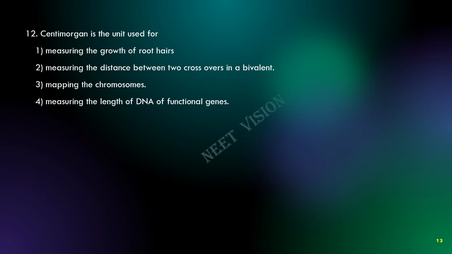Centimorgan is a unit used for chromosomal mapping. Third question. First discovered by Alfred Sturtevant. He established the X chromosome gene mapping. Mapping of the X chromosome was done by Sturtevant. So, straight question this is. Centimorgan is a unit used for mapping the chromosome. It is nothing but the percentage of recombination frequency. Third option must be the correct one.